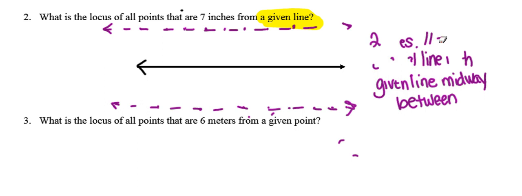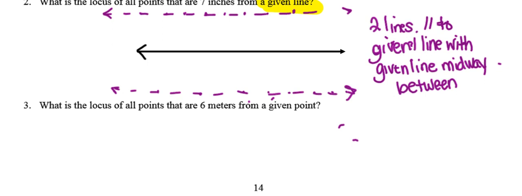So two lines parallel to the given line with the given line midway between. Smartboards have invisible ink now, I guess.